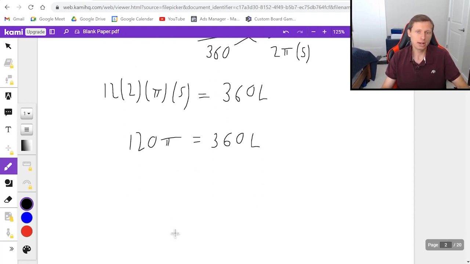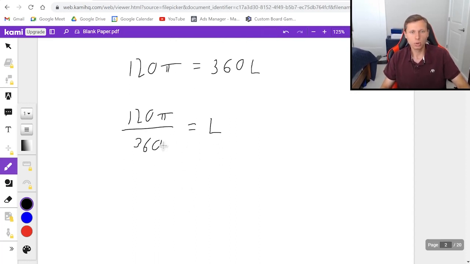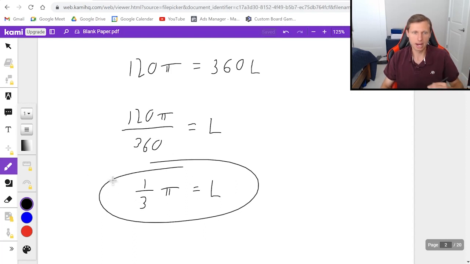And if I want to solve for L, all I got to do is divide both sides by 360. That's going to give me 120 pi over 360 equals L. And 120 over 360, that's just 1/3. So it's 1/3 pi. That is my arc length. 1/3 pi. And there we go, that's the first one.